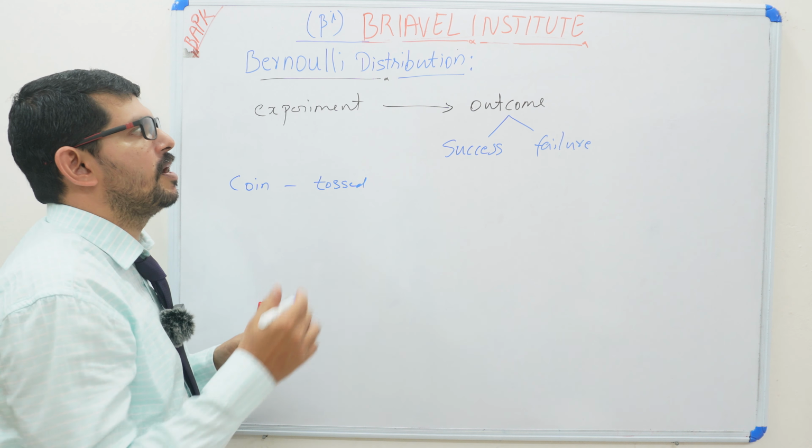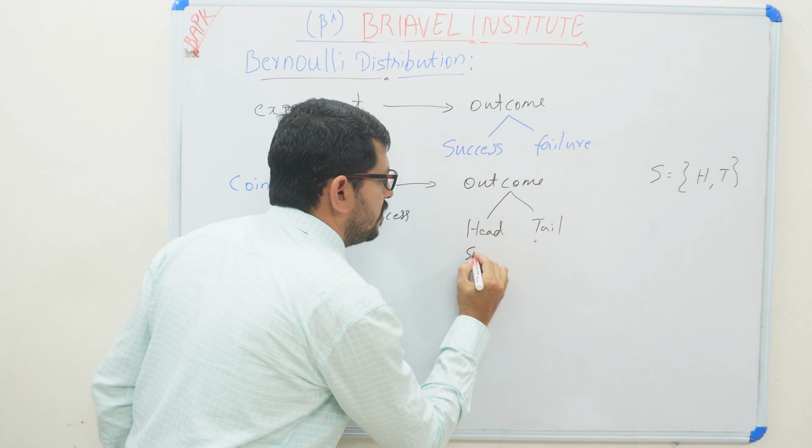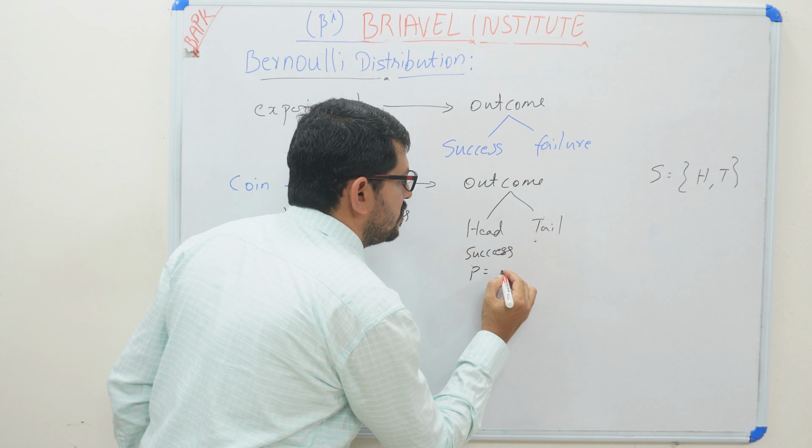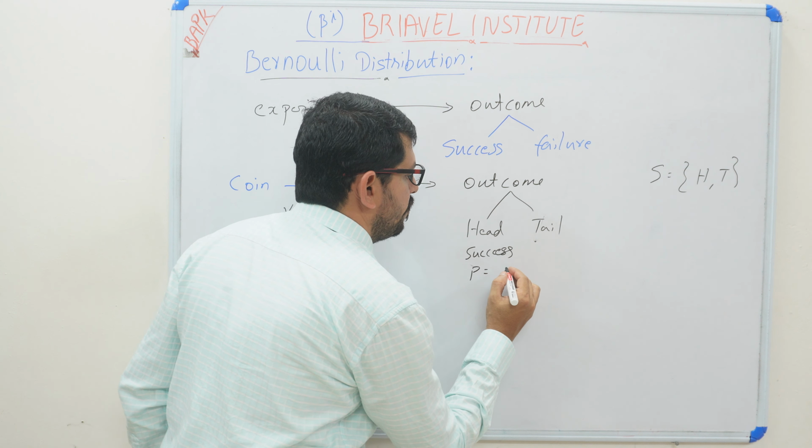What is the probability of it becoming head? I can call it a success trial. If it is head, you can call it a success, and the probability is equal to 1/2. I have two options, head or tail, so that probability will be 1/2. If I get a tail, I will call it a failure. So what is my probability? 1 minus P, that is 1 minus 1/2, which is equal to 1/2.